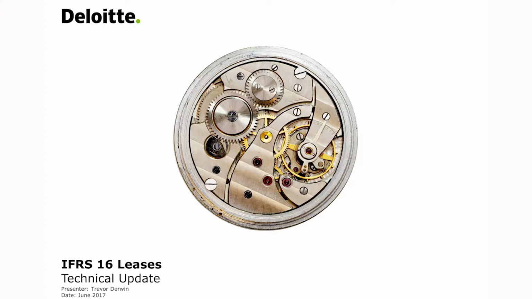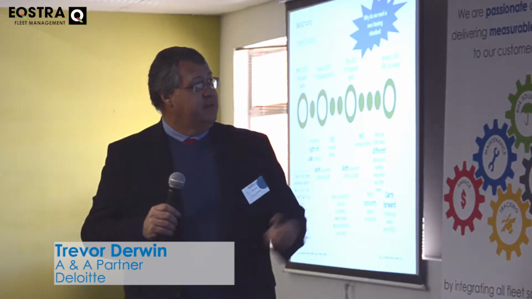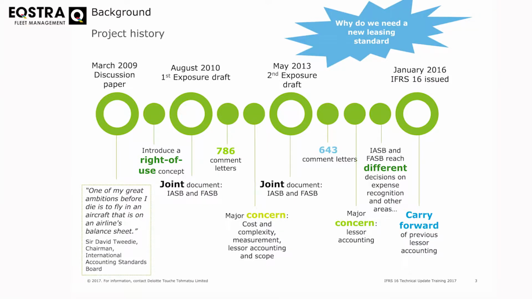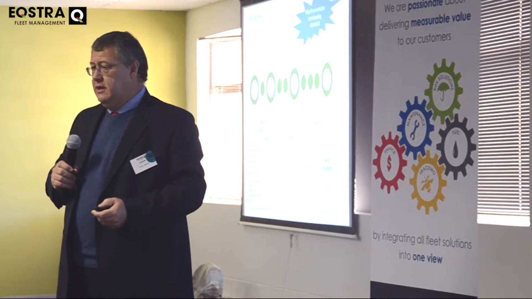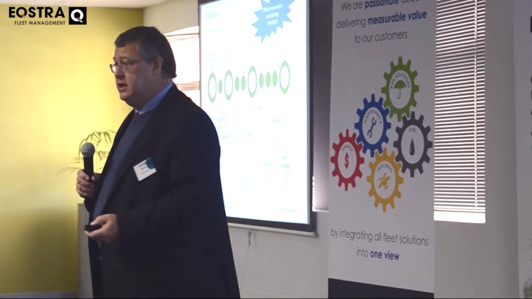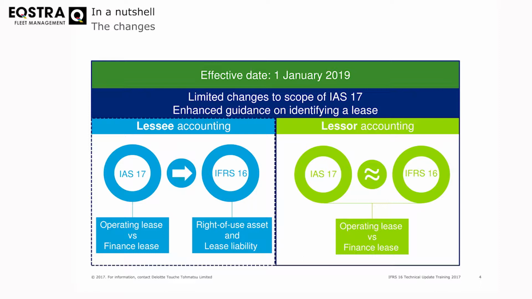So IFRS 16 has been in development for a long time. We're talking about March 2009 was the discussion paper, and clearly all the way through this process the leasing industry has been quite vocal that they don't like this. The reason for that is it removes what has been seen as an advantage of the leasing industry. So now it will be on balance sheet.